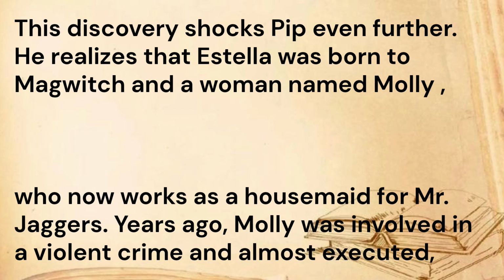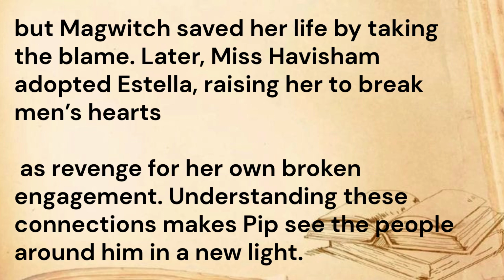This discovery shocks Pip even further. He realizes that Estella was born to Magwitch and a woman named Molly, who now works as a housemaid for Mr. Jaggers. Years ago, Molly was involved in a violent crime and almost executed, but Magwitch saved her life by taking the blame. Later, Miss Havisham adopted Estella, raising her to break men's hearts as revenge for her own broken engagement. Understanding these connections makes Pip see the people around him in a new light.